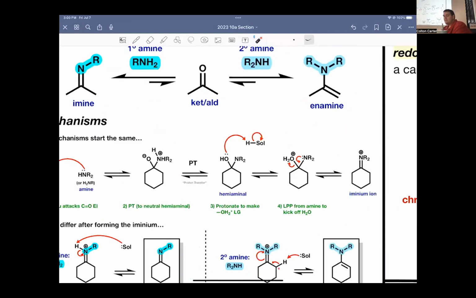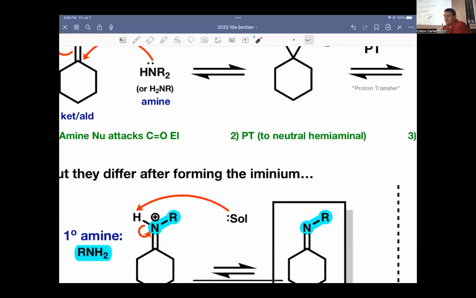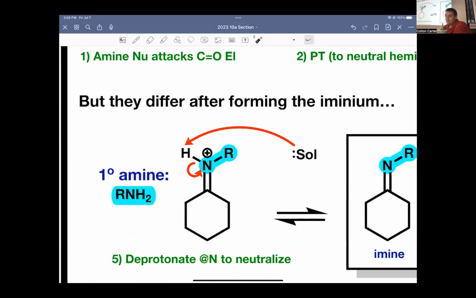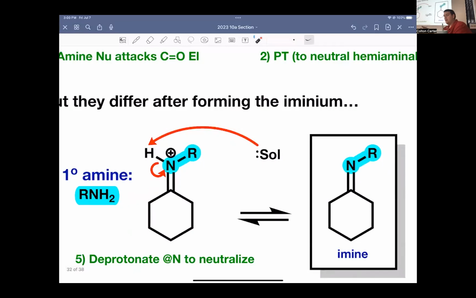So most of these steps should look familiar. And then if you had a primary amine, then this nitrogen that has 4 bonds, one of them is to a hydrogen. So the thing that we could do really easily is we just deprotonate at the nitrogen, and then we are at our imine product. So that is the final step for the imine formation.